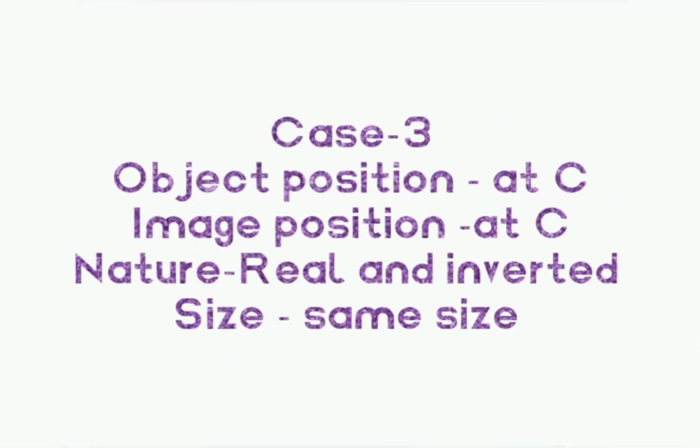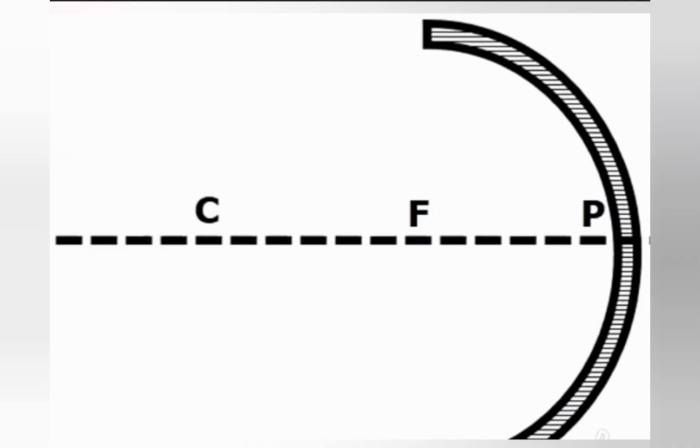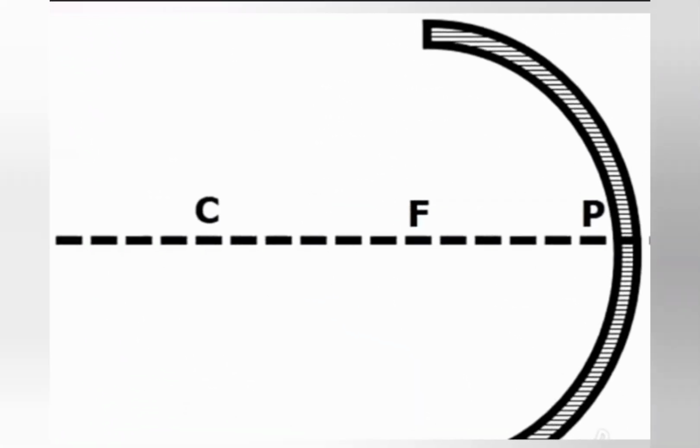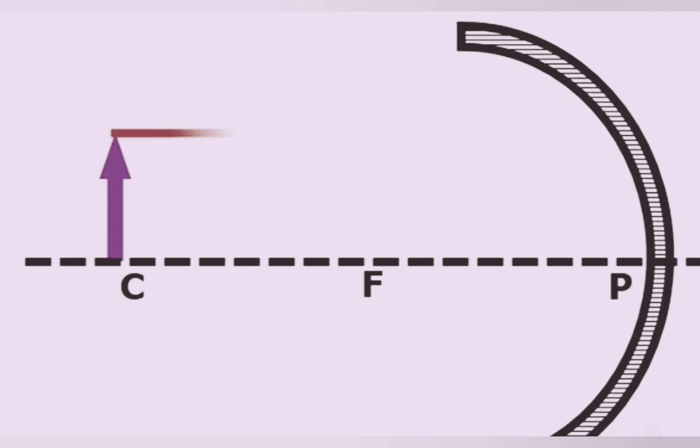In the third case, we are keeping the object at the center of curvature, then the image will also form at the center of curvature. To draw this ray diagram, we need a concave mirror, principal axis, focus, and center of curvature. Now place the object at the center of curvature. We are using the first ray rule and second ray rule.